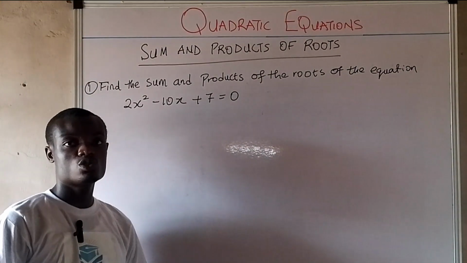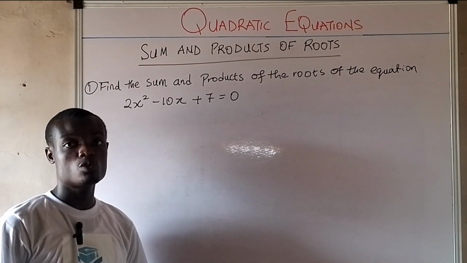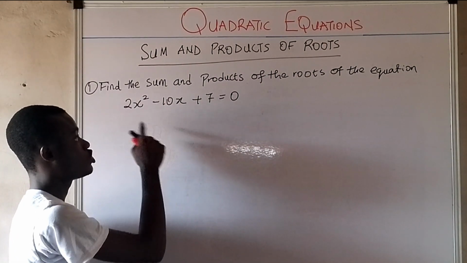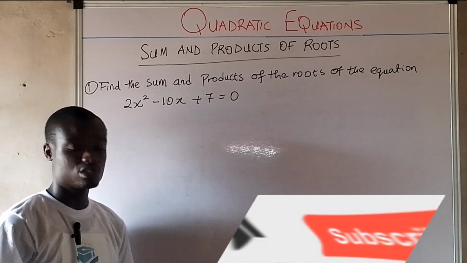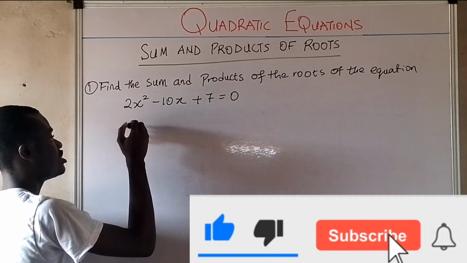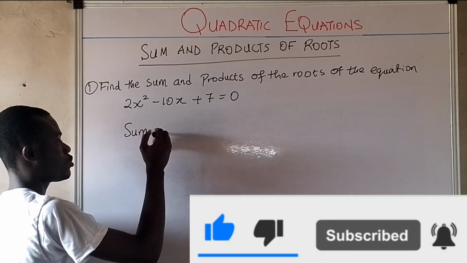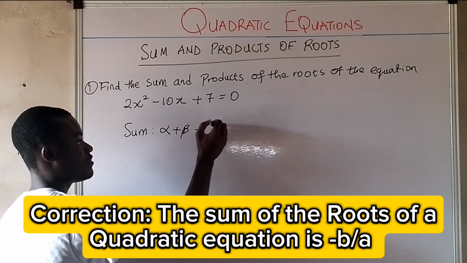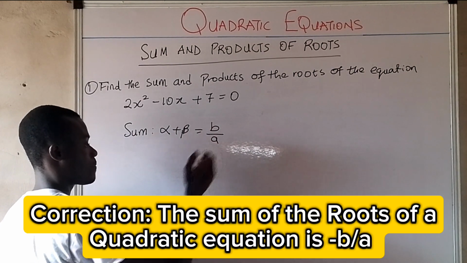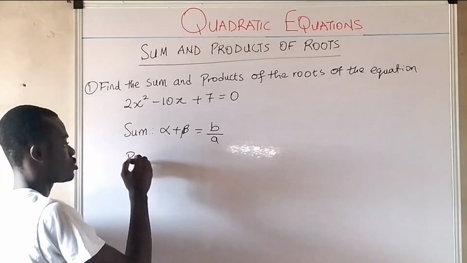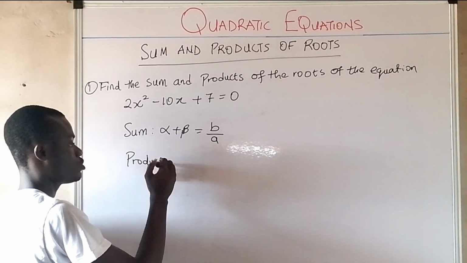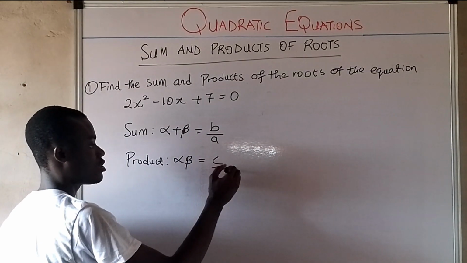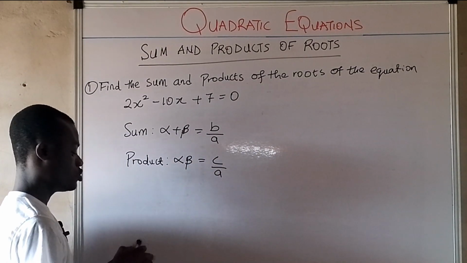So our first question under this aspect, which is finding the sum and product of the roots of an equation, is that we are looking for the sum and product of the roots of the equation 2x squared minus 10x plus 7. Recall that the sum of the roots of the quadratic equation, which is alpha plus beta, can be gotten by dividing minus b over a, while the product of the roots, that's alpha times beta, is equal to c over a. So how can we do that?